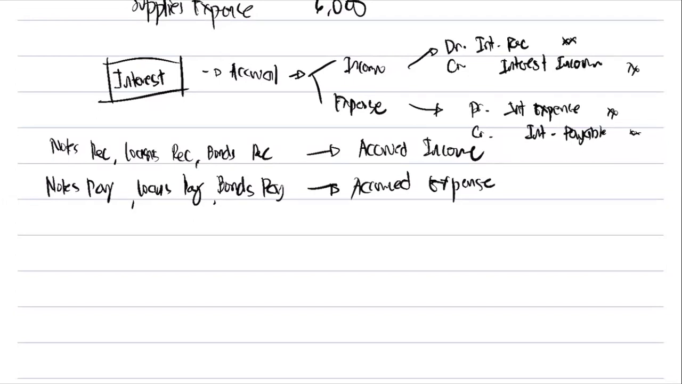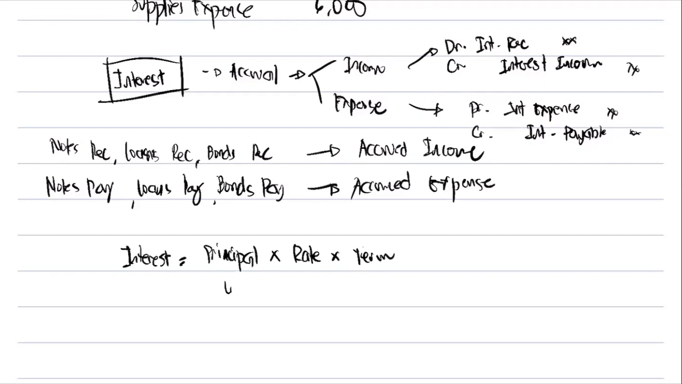Kailan tayo magkakaroon ng accrued income? Pagka meron kang notes receivable, loans receivable, at bonds receivable. Accrued expense naman, notes payable, loans payable, at bonds payable. But how do we compute for the amount of our interest? Our interest is equal to the principal value multiplied by the rate multiplied by the term.